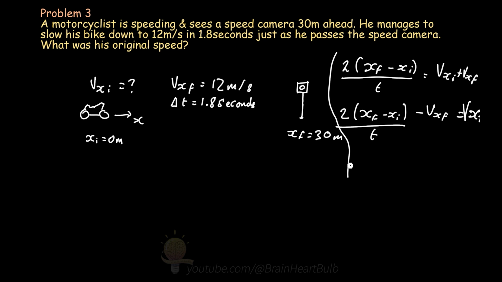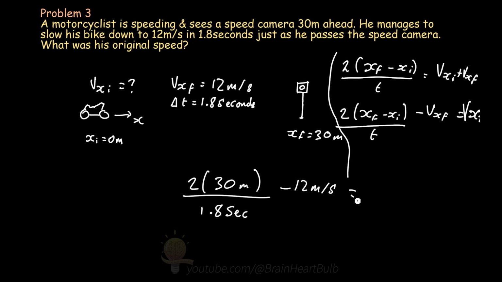So we end up with 2 multiplied by 30 meters divided by 1.8 seconds minus 12 meters per second. And that gives us a value of 21.3 meters per second recurring, which is about 50 miles per hour.